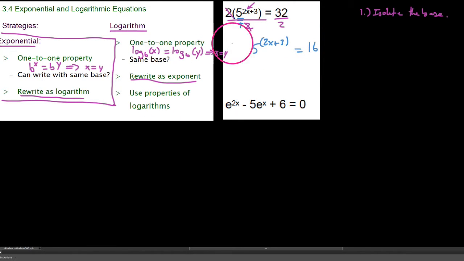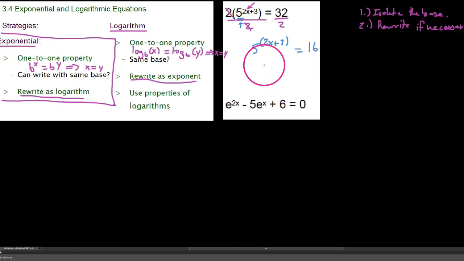So now, what I thought we could use one-to-one on, I was looking out of the corner of my eye. The one-to-one property is actually not going to work here because I noticed that 16 is not a power of 5, or 5 is not a power of 16, so we're not going to be able to rewrite this using the one-to-one property. However, once we've isolated the base, the next thing we're going to do is rewrite if necessary. I'm going to leave that general because if it's an exponential thing, we're going to write it as a logarithmic thing, and vice versa. If it's logarithmic, we're going to rewrite it exponentially.